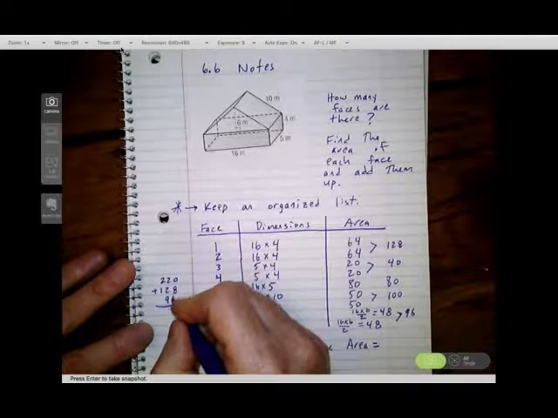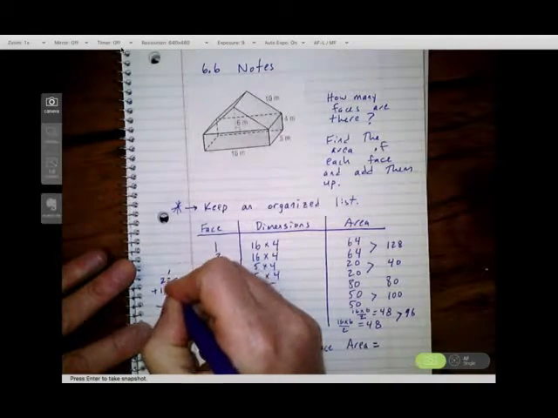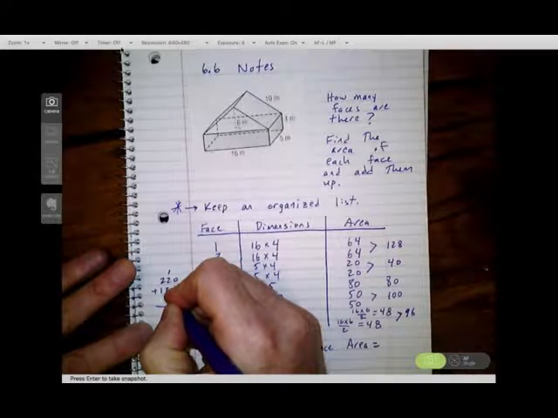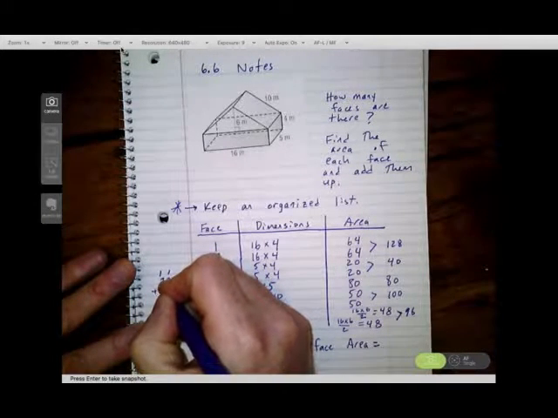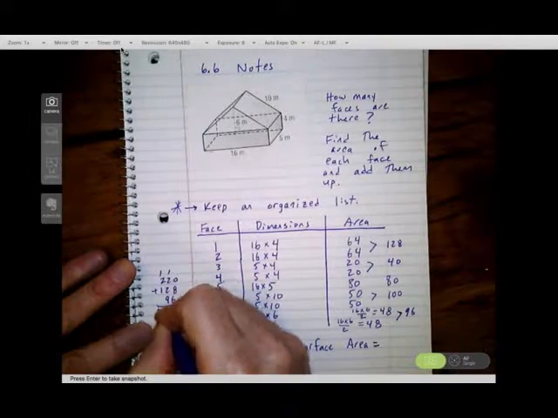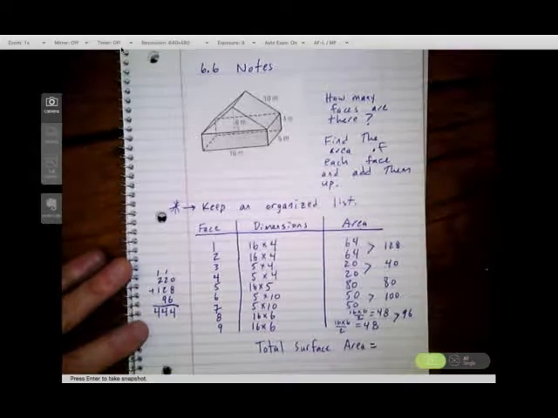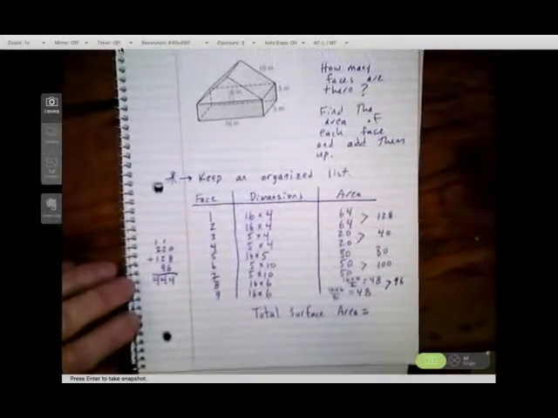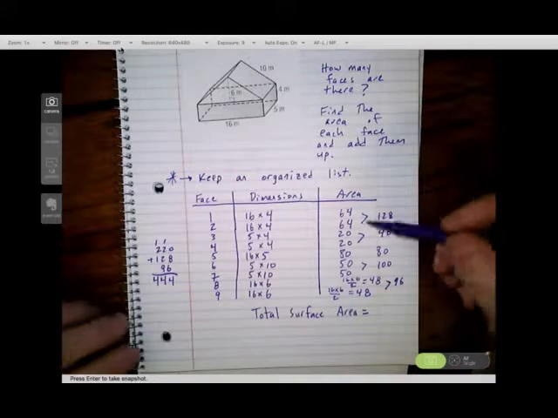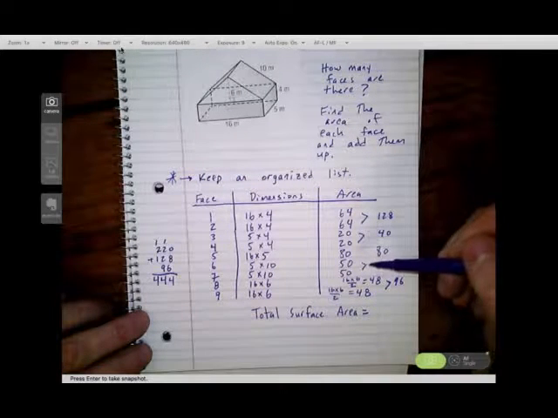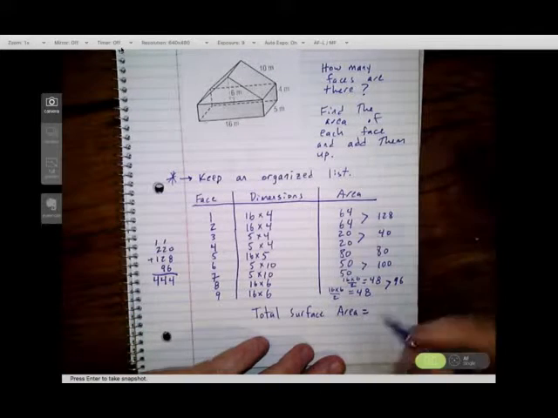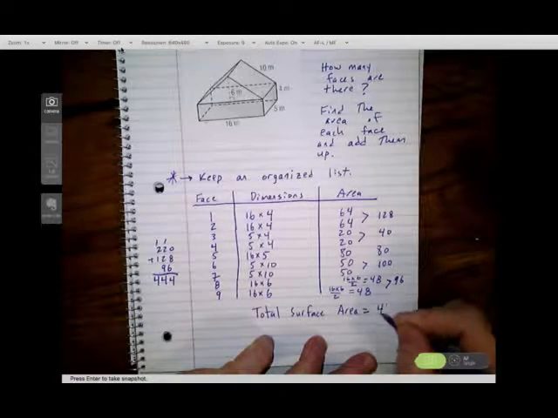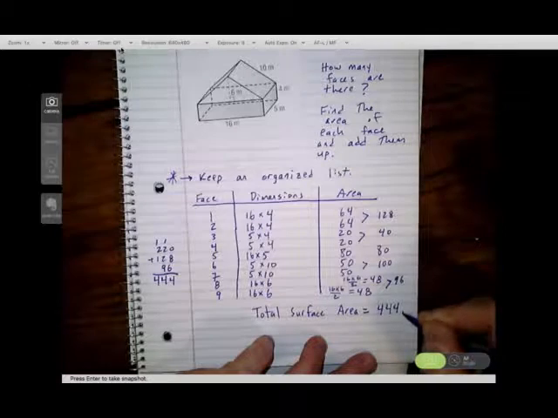So let's add these up. 8 and 6, 14. 1 up here, 3, 5, plus 9 makes 14. And 1 up here, 3, oh, look at that, 444. That's a nice number. So assuming I did that right, yeah, I think I did. The total surface area is 444 square meters.